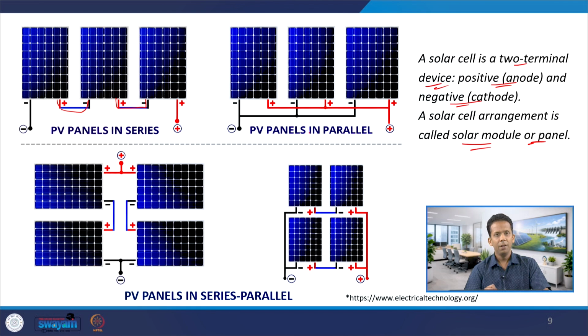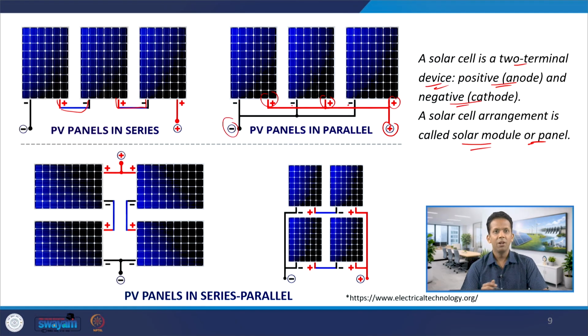If we have to connect in parallel, the similar polarities are connected together: the positives will be connected together to one positive terminal, and the negative terminals would be connected together to one negative terminal. So that is how we connect in parallel.